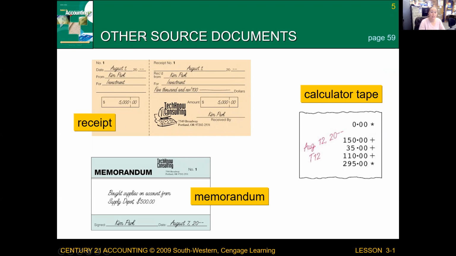This is when you receive money. I like to think of receipt, receive, right? Memorandum. I love these ones because they actually just put the transaction in them. It usually will tell you like you bought supplies on account or something like that. And a calculator tape is for when you have created sales for the day or maybe a time period. So you would receive cash from sales. Okay, with these, they all will be a source document.